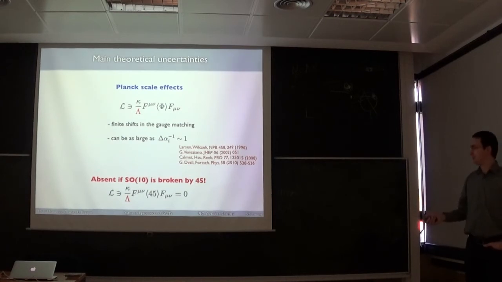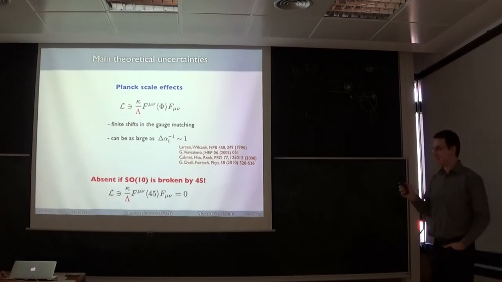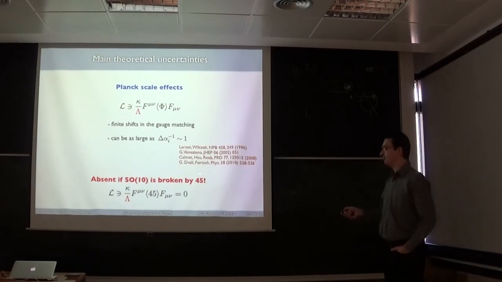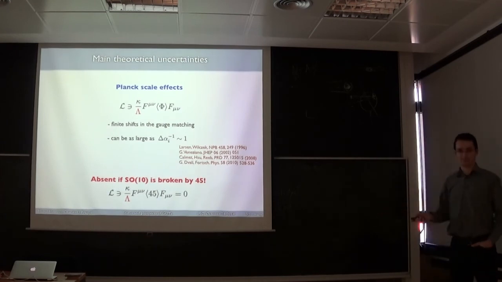Because in such a case, if there's a 45 here, this is also an adjoint representation. So it's 45 times 45 times 45, and this is 0, because 45 is anti-symmetric in the group space. This is a special feature of only this adjoint representation.